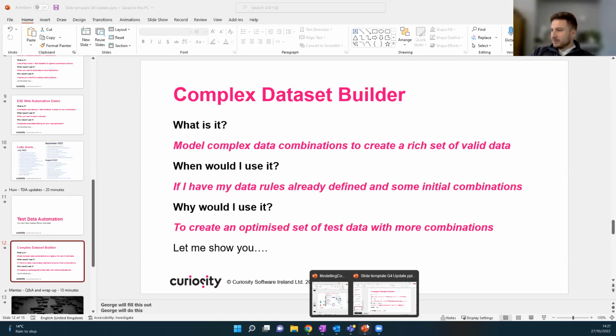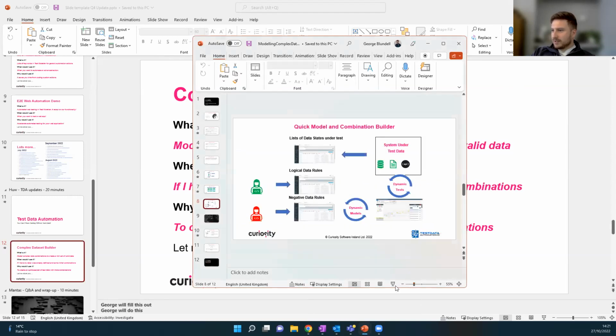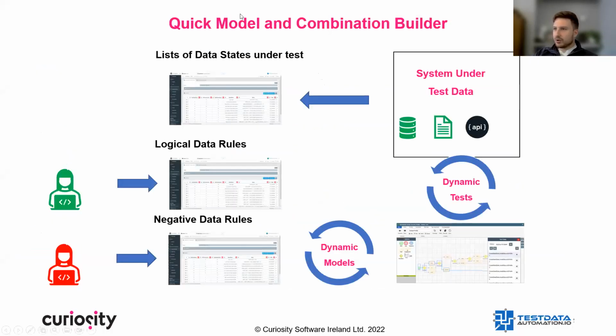So let me do one quick slide just to roughly explain the approach. On the right-hand side here, we have your system under test and then the data associated with that. Now, that could be in a number of different formats. It could be through an API, in a database, or in a flat file. It doesn't really matter. We can bring that data in and create a list inside of test data automation. To that list, we can apply a series of data rules. They could be positive rules or negative rules, depending on the type of testing and the type of data that you require.